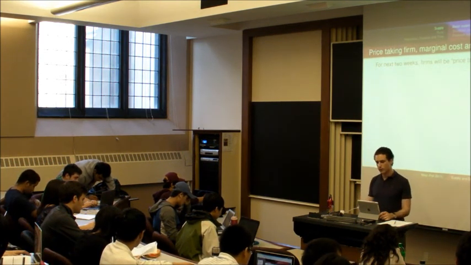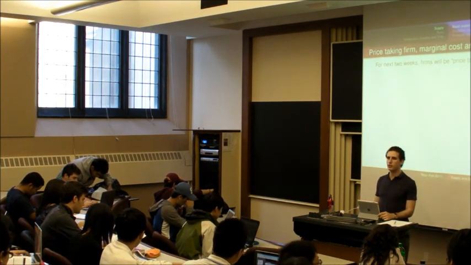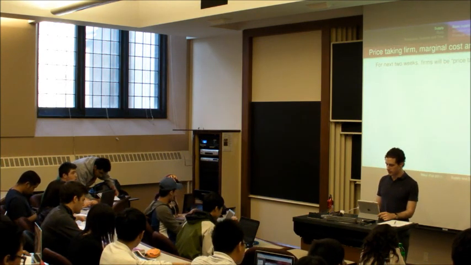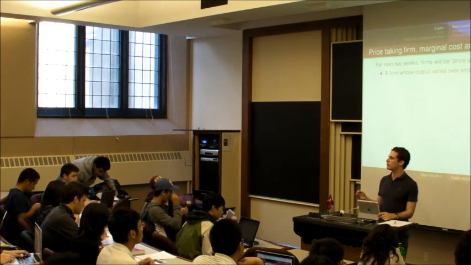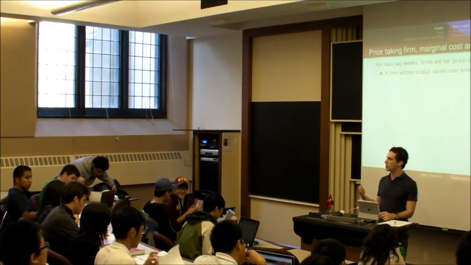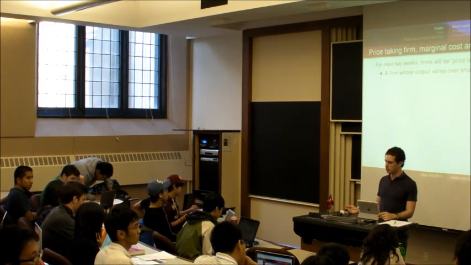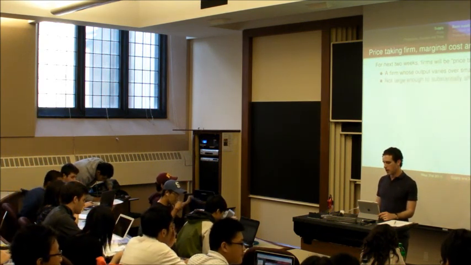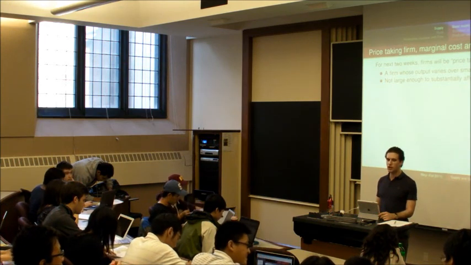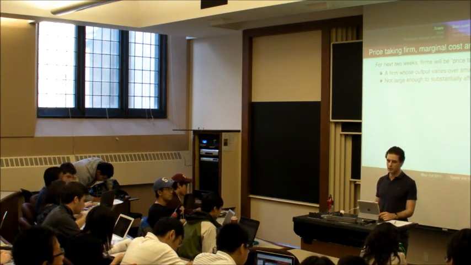Okay, so for the next 2 weeks, we're going to be assuming that firms are price takers. What that means is that the firm is only producing over a range where the change in the quantity that it's able to achieve has a very small impact on the price in the industry. That is, it's not large enough to substantially affect prices.